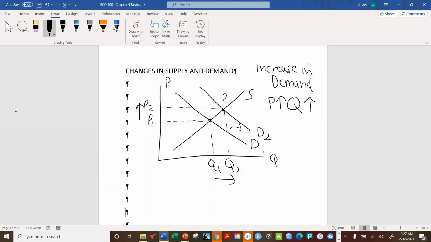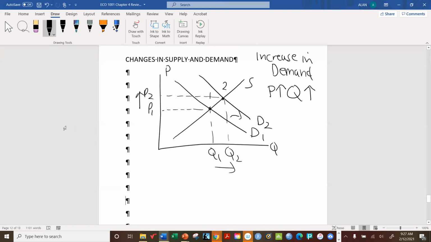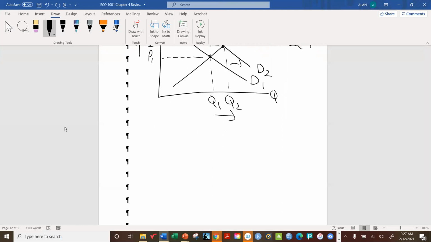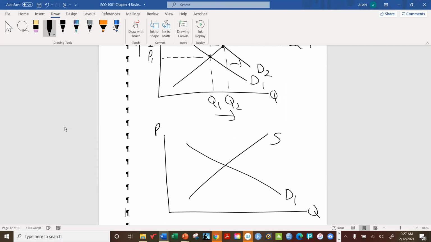So in fact, why don't I draw a separate curve for this? So this is the increase. If I want to decrease the demand for some reason, all I have to do is shift the curve back to the left, and you'll see that everything is now backwards from what I just did. All right, so let's try that. So wherever we started out, D1, let's call that P1 and Q1.